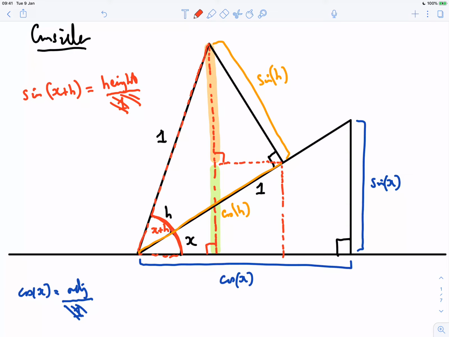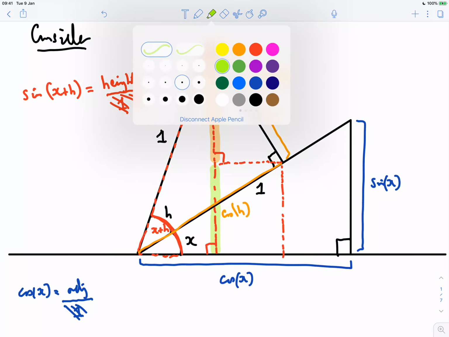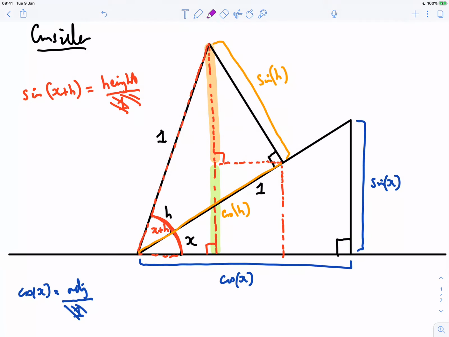So let's have a think. Well, let's see if there's any other angles that are the same. So, are there? Well, I know this looks a bit crazy, but if I draw with a purple line, we've got alternate angles going on here. So that means this angle here is also x, which means this angle is 90 minus x, and if 90 degrees is there, then this angle is x.